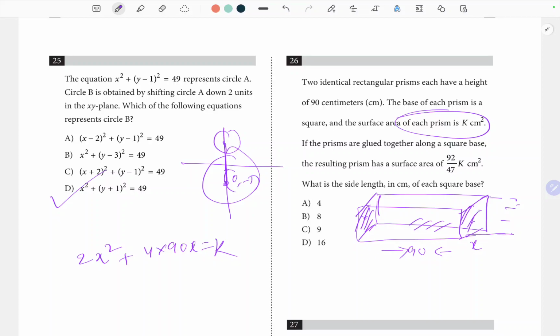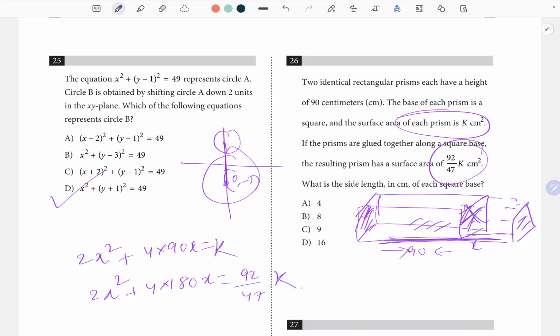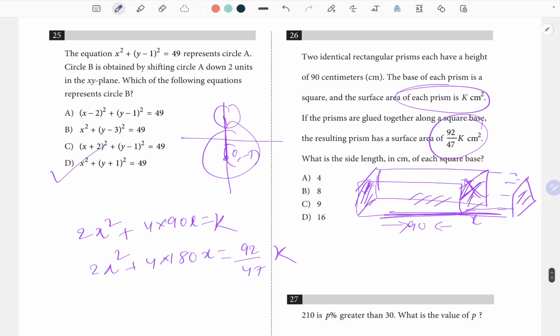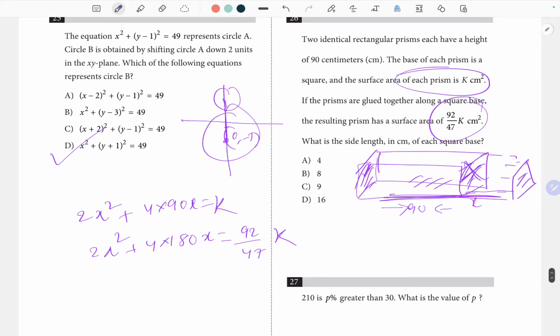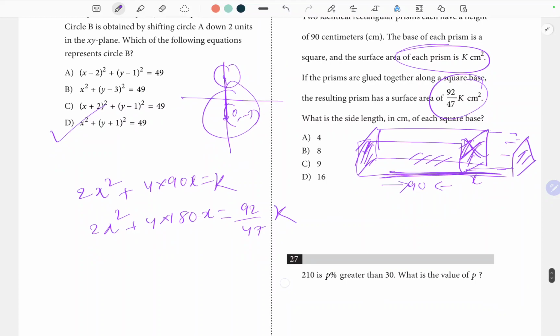So now surface area, from here we will not get surface area, we will get surface area from here and from here. So that will be again x square and x squared, 2x square, but this length will be 180, 90 plus 90, 180. So 180 times x and again 4. This equals 92 over 47k. What we need to find? What is the side length of a square? We need to find x.